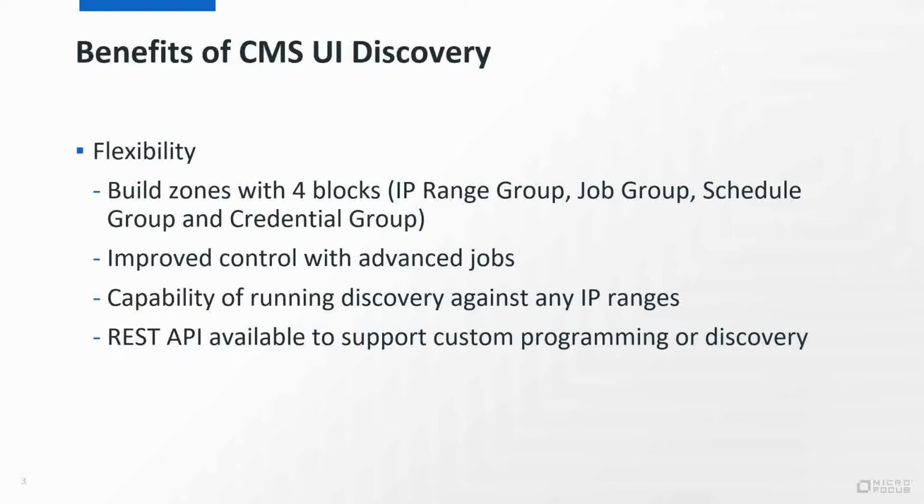You can run that discovery against any of the IP ranges, and the REST API is available to support that custom programming or discovery. So you can actually use the REST API to do this. One of the big advantages of doing the CMS UI discovery is when you want to run specific types of jobs against different IP address ranges with different schedules.